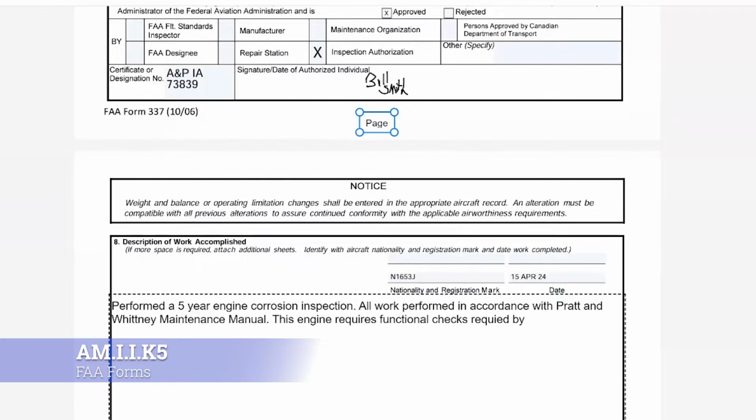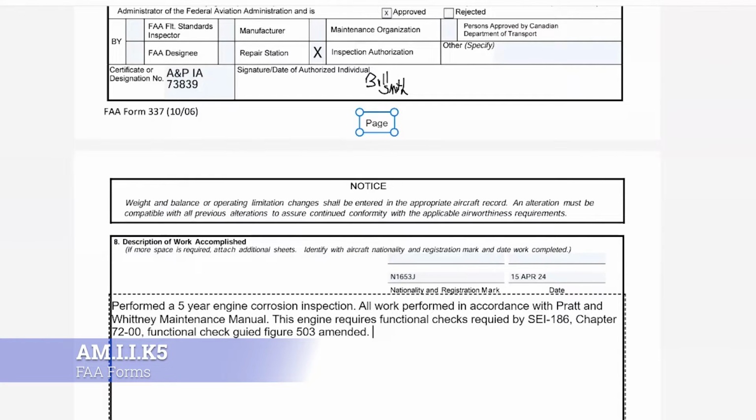And for this, just like with many things, there are follow-on functional tests that need to happen to make sure the engine is good to go before the airplane is released for flight. So we're going to annotate that in here in accordance with whatever maintenance manual is calling for those functional checks, and whoever actually does those functional checks can find it, so that way they can complete the maintenance for us.